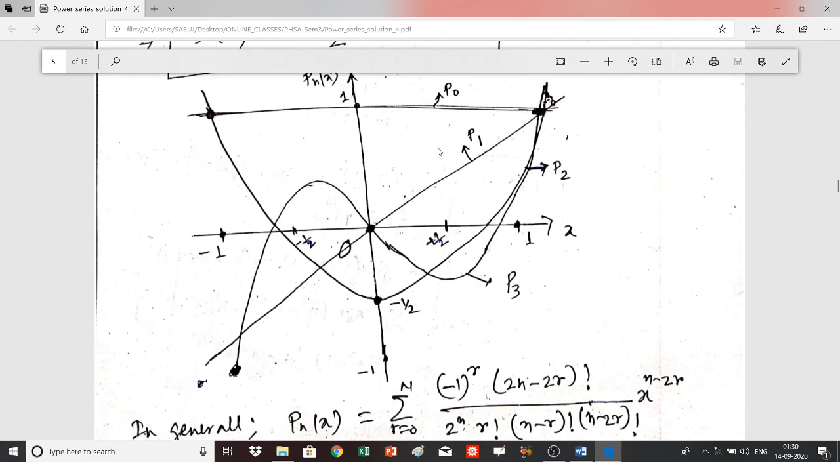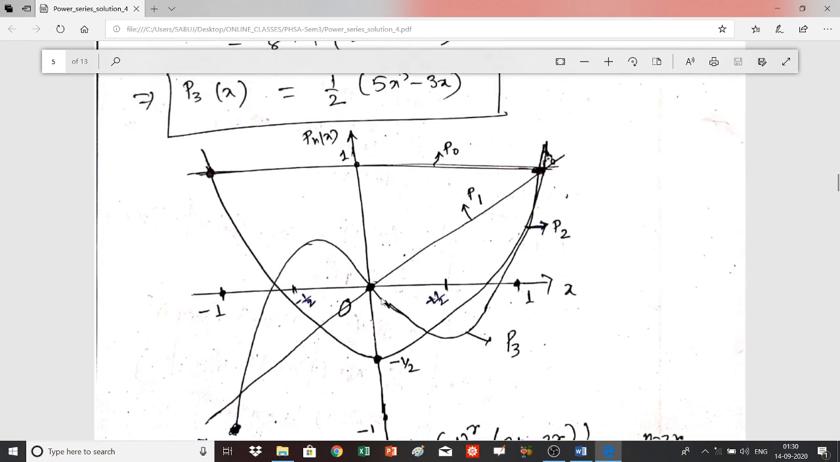And similarly, for x equal to minus 1, P2 will be minus here. Okay, so it will also be 1 because the 3x square term is there. So for x equal to plus 1 or minus 1, P2 will be plus 1. So just connect these points, and you will get a parabola.